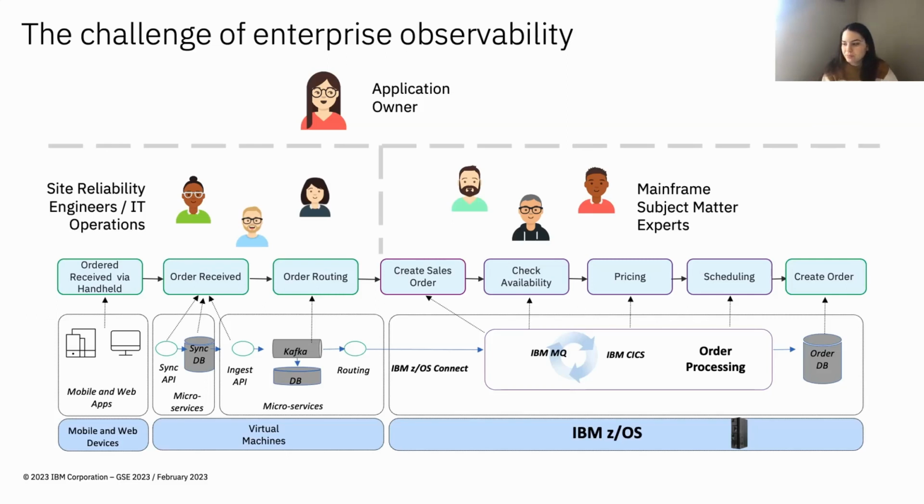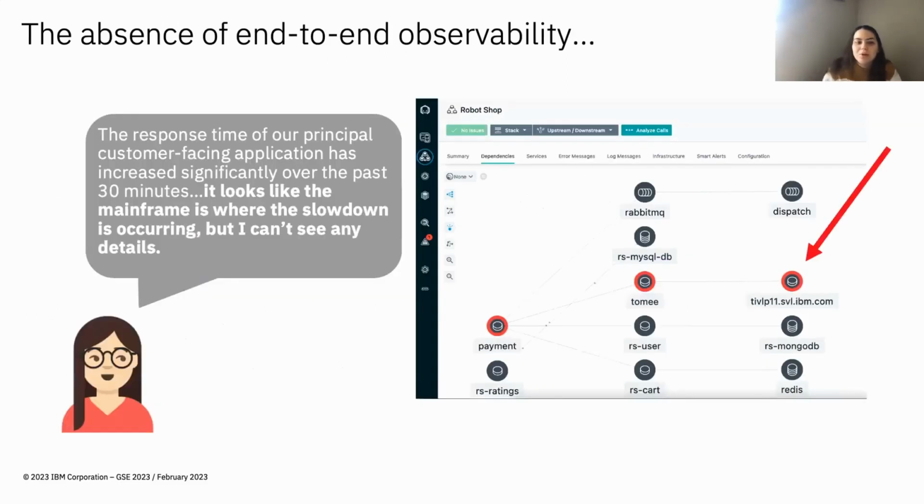So we're going to go into a scenario that will explain how the absence of observability can harm an infrastructure, and then what end-to-end observability will actually look like. So here we have the absence of observability.